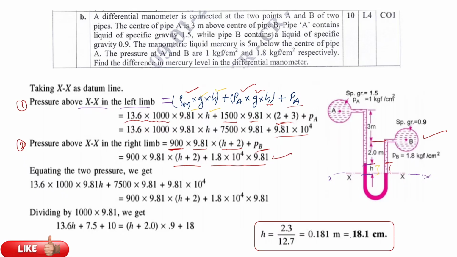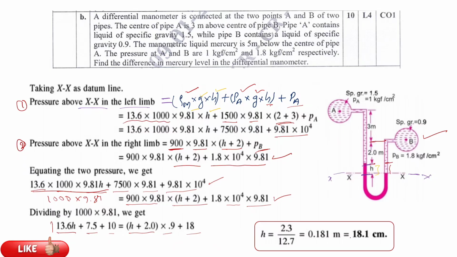Equating the pressures at A and B, we will get 13.6 into 1000 into 9.81 h plus 7500 into 9.81 plus 9.81 into 10 raised to 4. That is pressure in the left side. That's equal to 900 into 9.81 into h plus 2 plus 1.8 into 10 raised to 4 into 9.81. This is in the right side. Dividing these equations by 1000 into 9.81 for simplification purpose, we will get 13.6 h plus 7.5 plus 10, that is equal to 0.9 into h plus 2, plus 18.